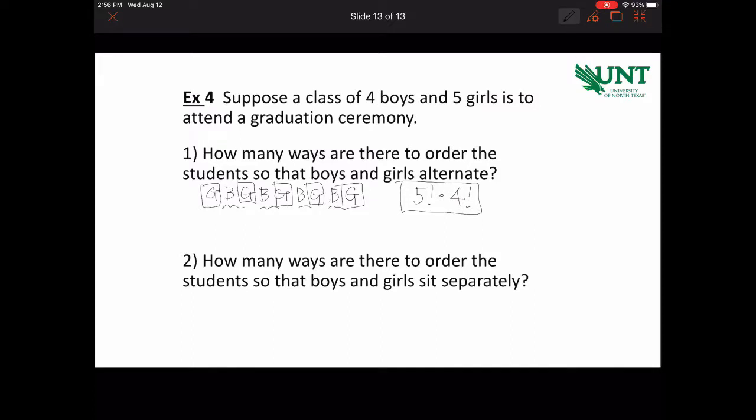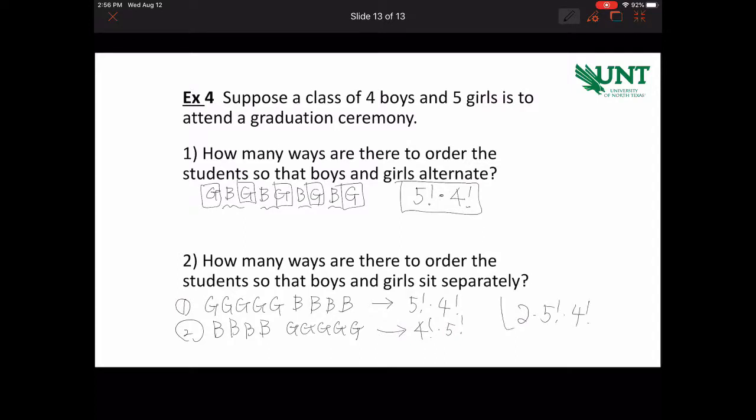Second question, how many ways are there to order the students so that boys and girls sit separately? In this case, we have 2 different ways to prepare their seats. First way, girl, girl, girl, girl, girl, and boy, boy, boy, boy. Second way, boy first, and girl. Okay, so first way, there are 5 factorial times 4 factorial ways. And second way is 4 factorial times 5 factorial ways. Therefore, the total ways to let the boys and girls sit separately is 2 times 5 factorial times 4 factorial.